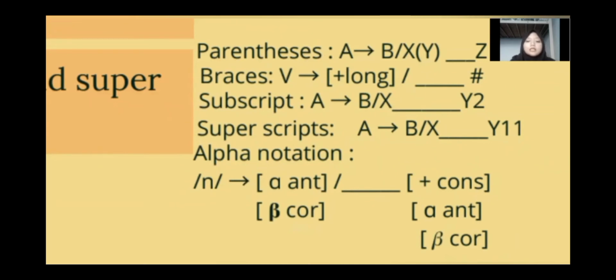So in parentheses, we use this bracket. This bracket is used to enclose optional elements in rules. Parentheses are used as a formal device for collapsing two similar rules when one contains an optional element. So in parentheses, we have these rules. It says that A becomes B either between X and Z or between X, Y, and Z.